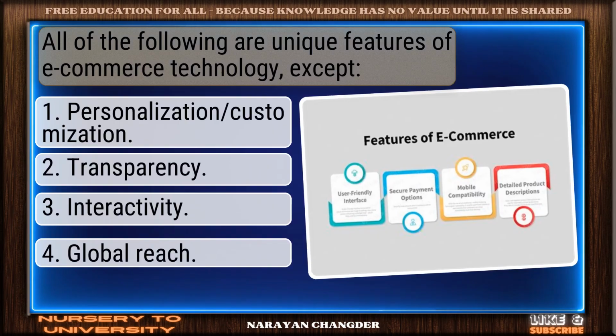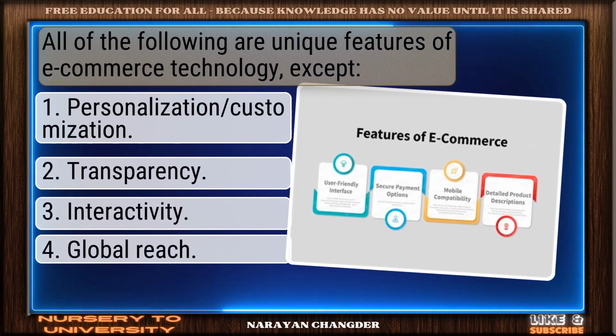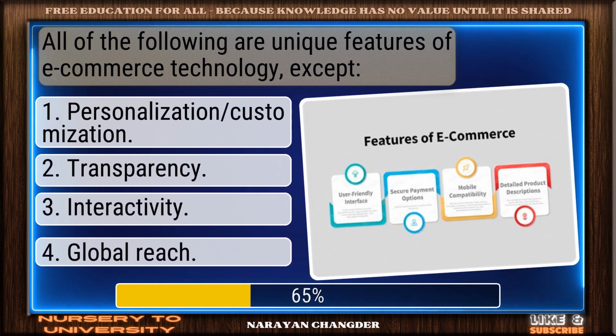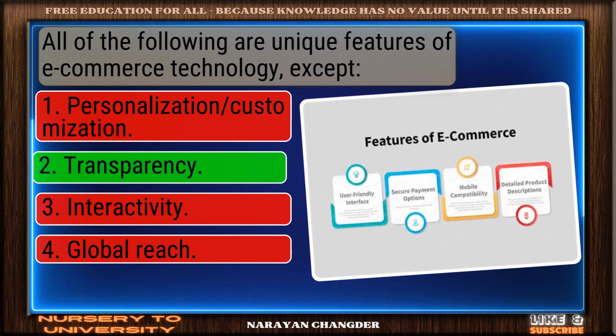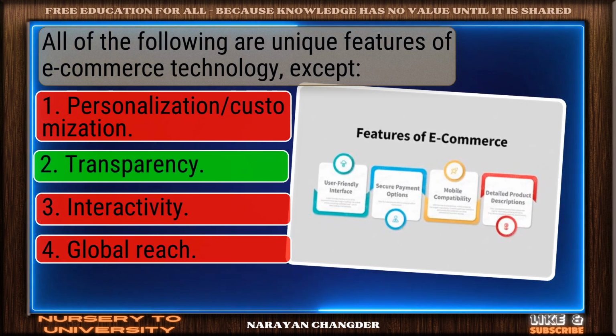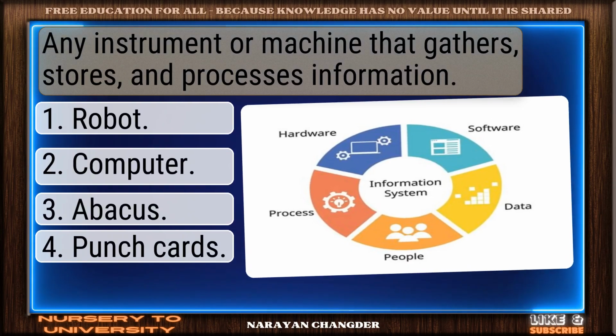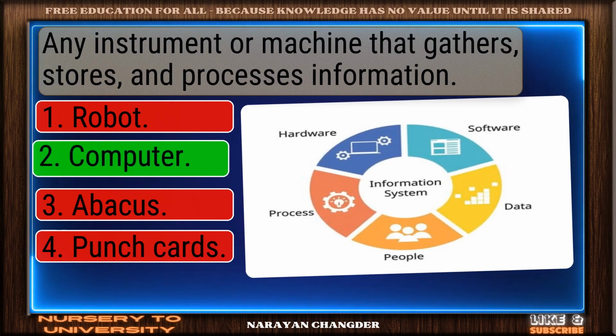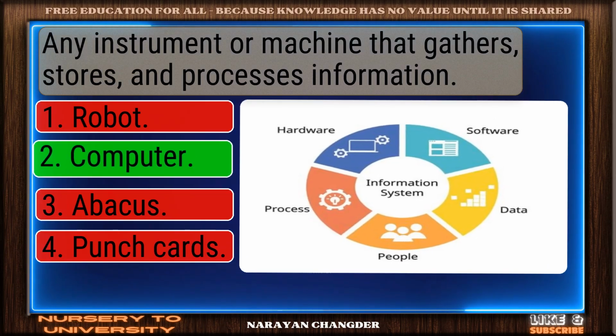All of the following are unique features of e-commerce technology, except... You chose transparency. Correct. Any instrument or machine that gathers, stores, and processes information. Clear logic. Computer is sound.